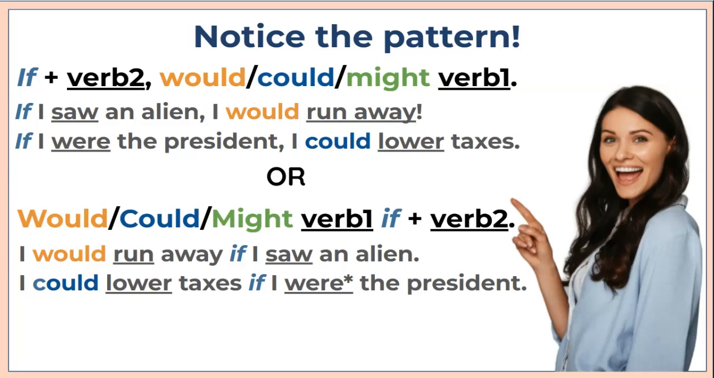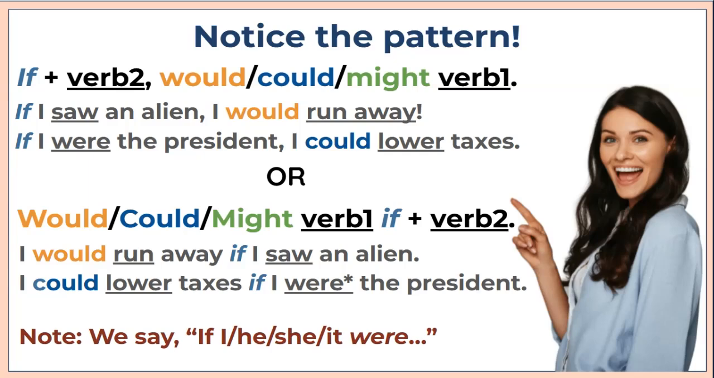And you might be saying, wait a second, if I were? And yeah, that's actually one of those weird exceptions that we have in English. In the second conditional, we don't say if I was or if he was, we actually use were. So if I were, if he were, if she were, if it were. We do not use was in the second conditional.